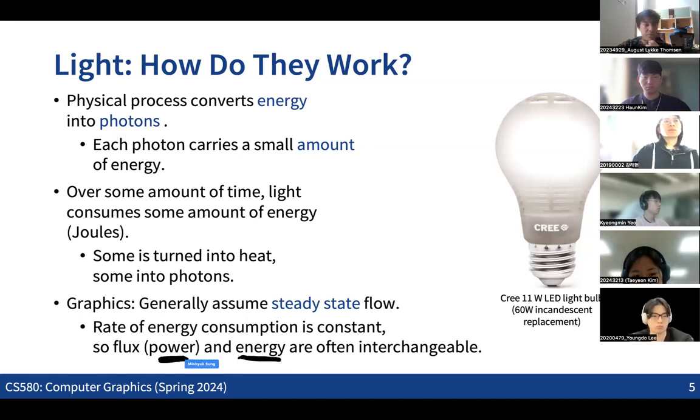So power is the energy which is delivered by the light, and here the energy means the amount of energy that we are consuming to generate the light. So this is the basic assumption.